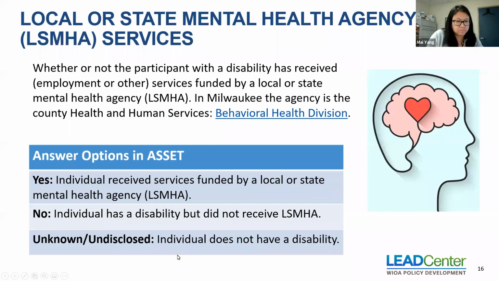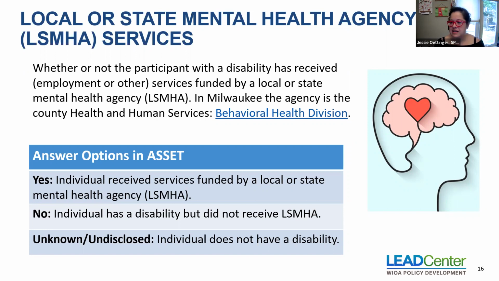Next slide, please. All right, so the next question asks whether a participant with a disability has received employment or other services funded by the local or state mental health agency, the LSMHA. And this is a case where the acronym is not doing us any service compared to the title. They're both long. But the short of it is, in Milwaukee, the agency that this is referring to is the county's behavioral health division. So you're asking folks if they've received services from the behavioral health division in the county.